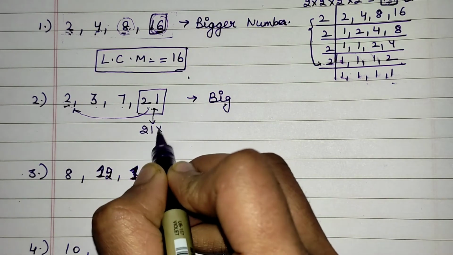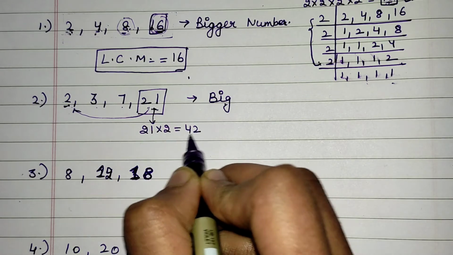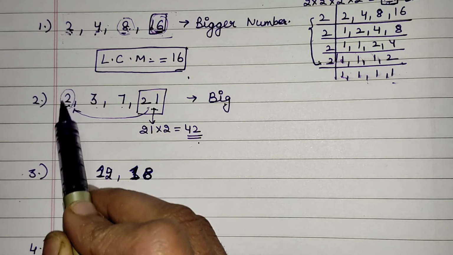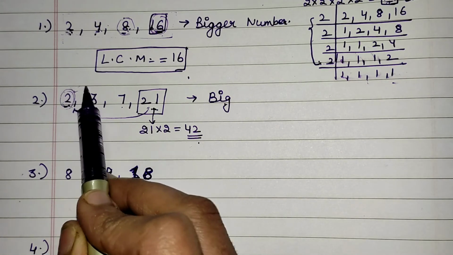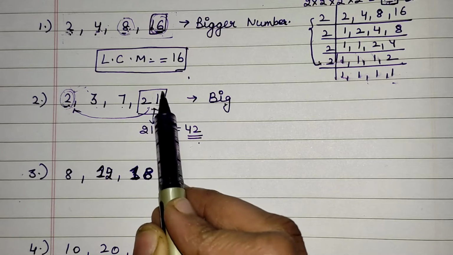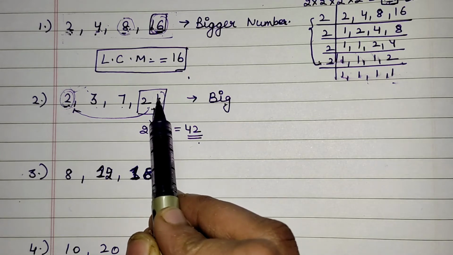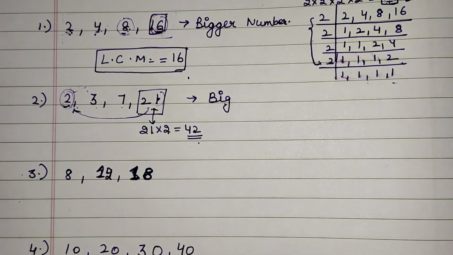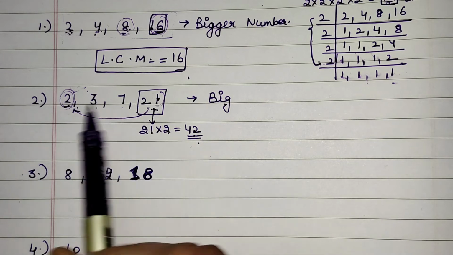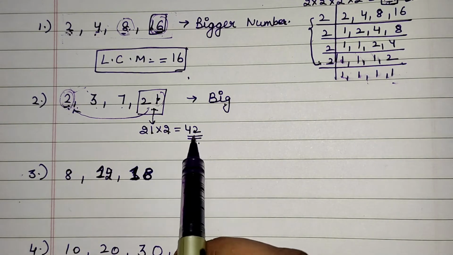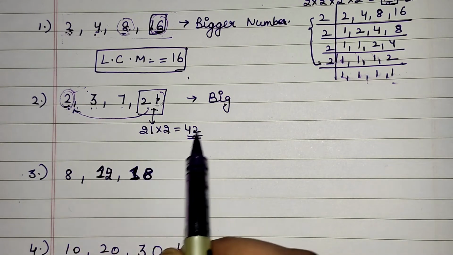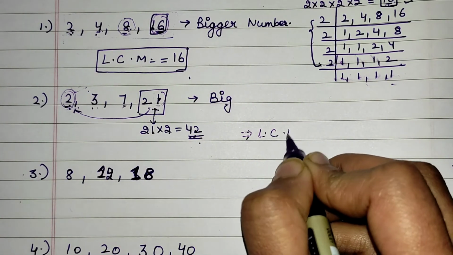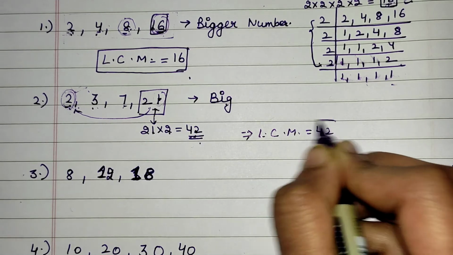If I multiply my number by 2, it will become 42. To make it divisible by 2, my last digit should be even, and the lowest value by which it can become even is 2. So 21 into 2 becomes 42. Now check: 42 is divisible by 2, 42 is also divisible by 3, and 42 is also divisible by 7. So my LCM will be equal to 42.